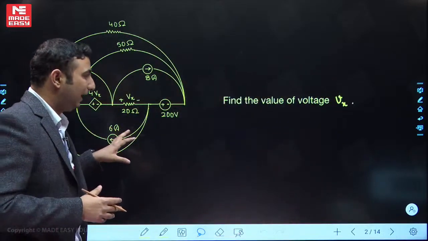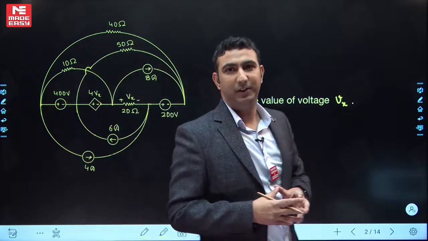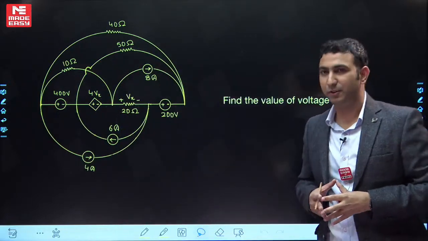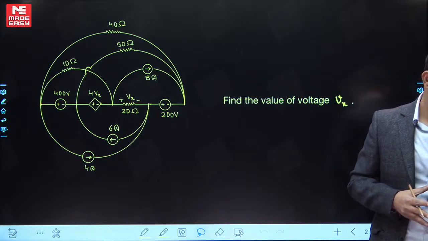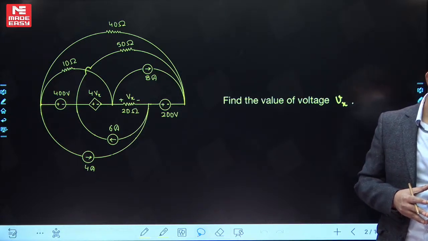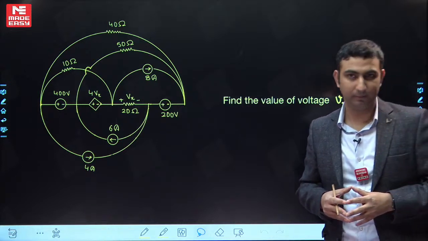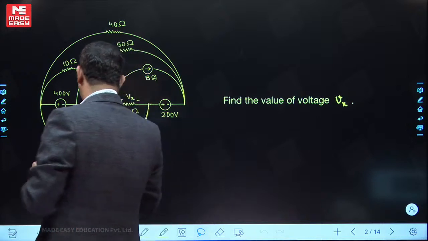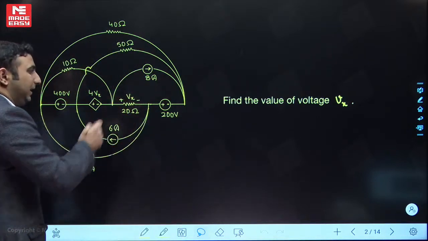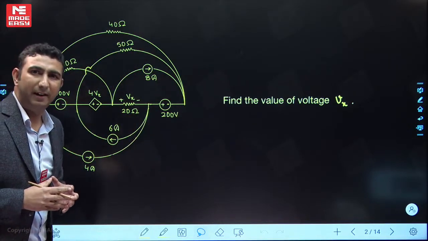This is the first question we have. Find the value of the voltage Vx. Quickly think how you will handle this question. Find the value of voltage Vx. Now see, he is asking us to calculate the value of the voltage Vx. How are you going to handle this question?